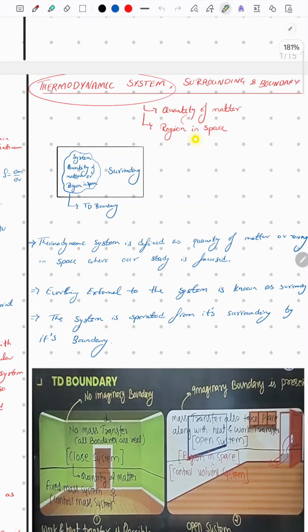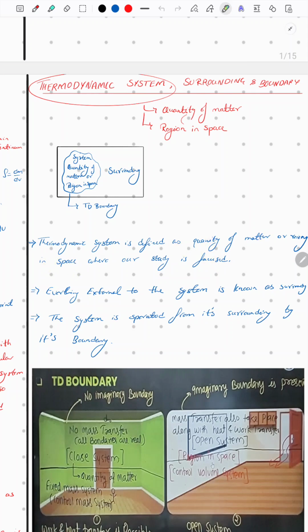Now, quantity of matter, region, space. Everybody knows what it is, and everybody gives different examples and different definitions of a thermodynamic system. So, for the thermodynamic system, you have to remember only two key points: quantity of matter and region, space. If anybody asks you what a thermodynamic system is, it is defined as a quantity of matter or region in space where our study is focused.